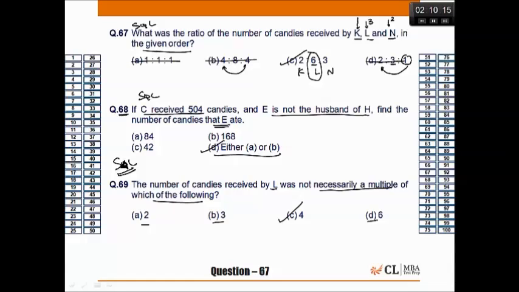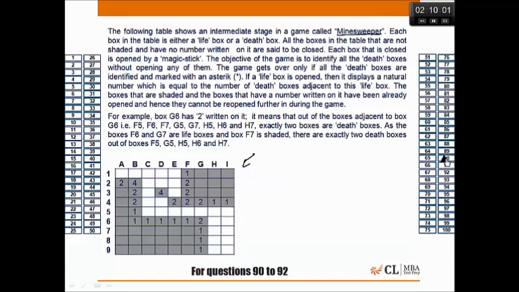67 to 69, okay. So then should we do 90 to 92 or should we do one RC? Let's try 90 to 92. Okay. That's a Minesweeper. Minesweeper 1.